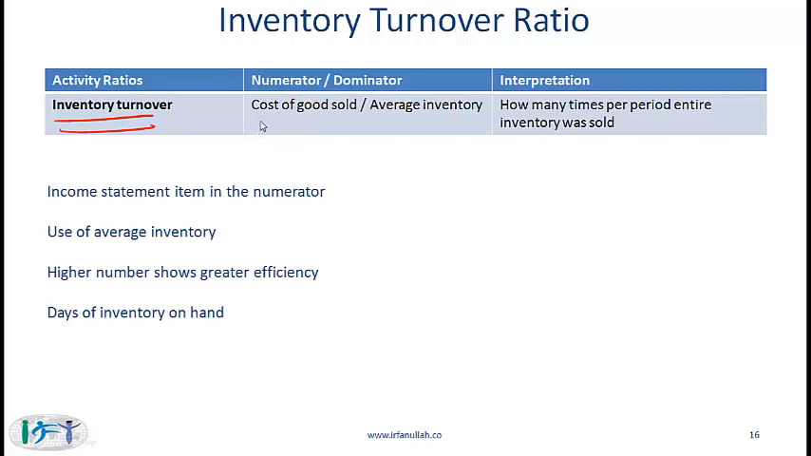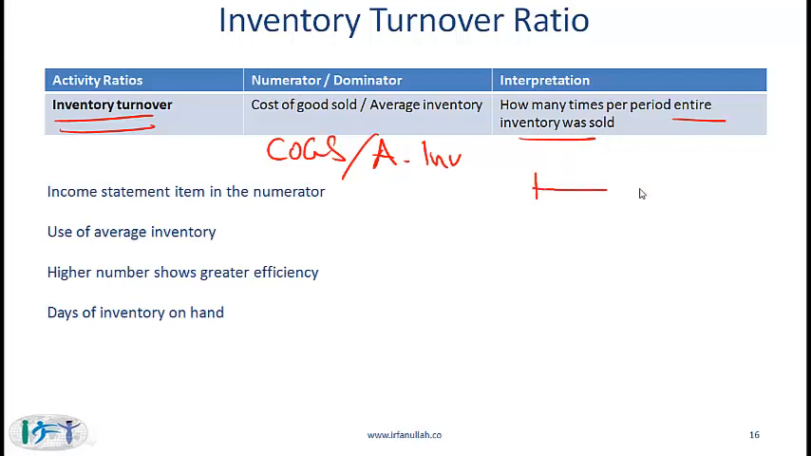The formula is cost of goods sold divided by average inventory. And the interpretation of this ratio is that it tells us how many times per period was the entire inventory sold. This is a theoretical number, it's an approximation, but just to let you understand where this is coming from, think of it this way.